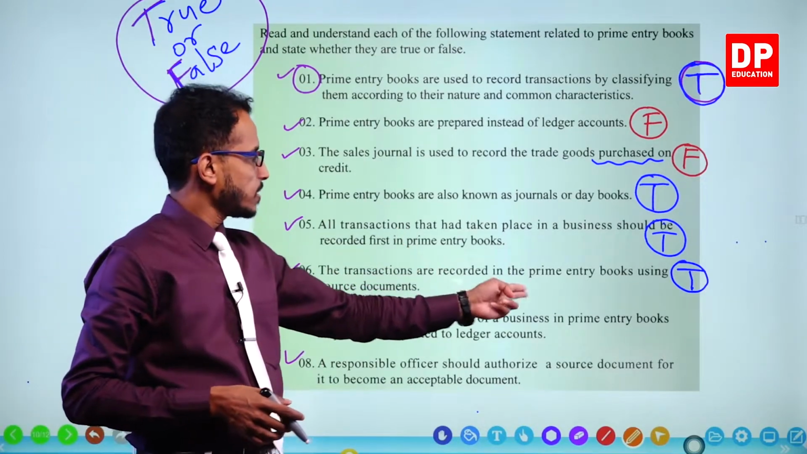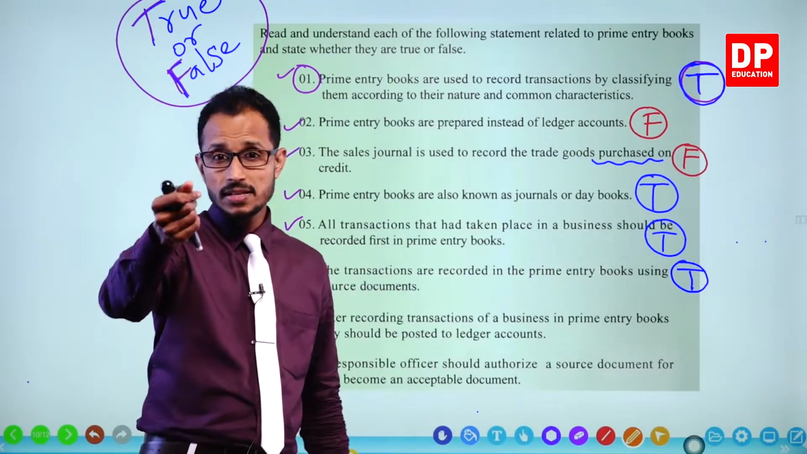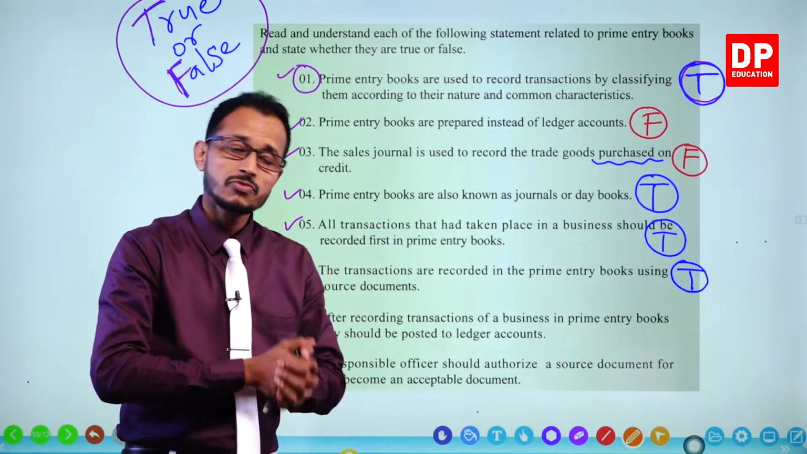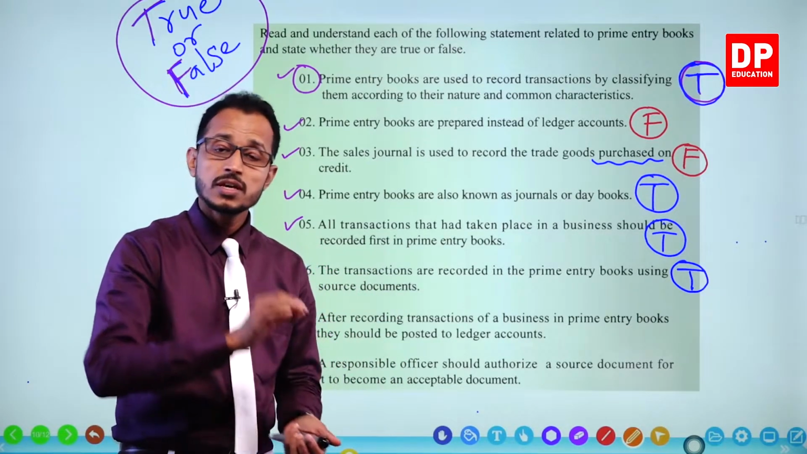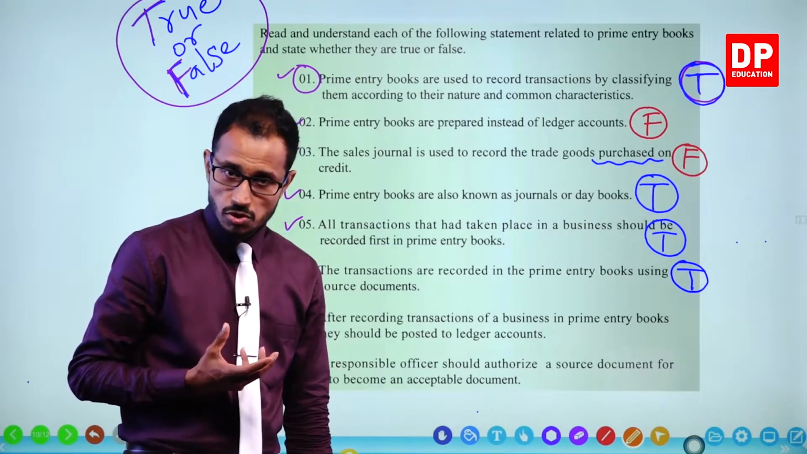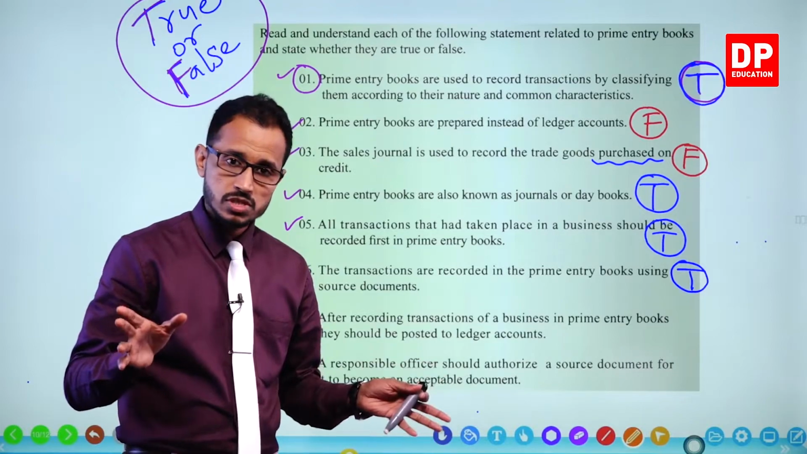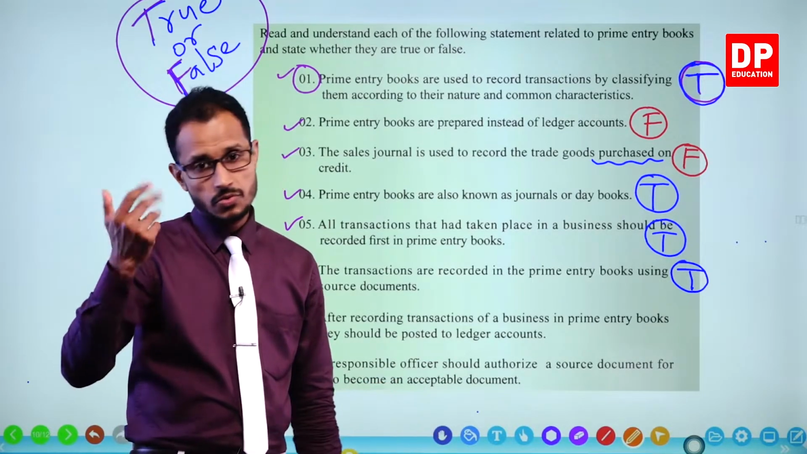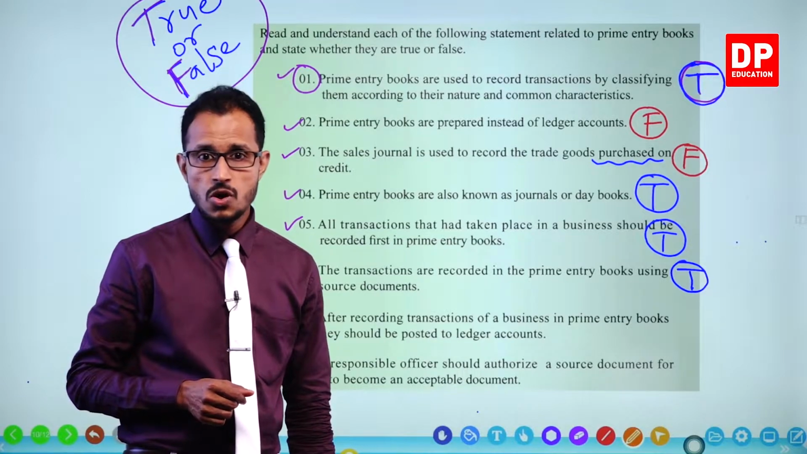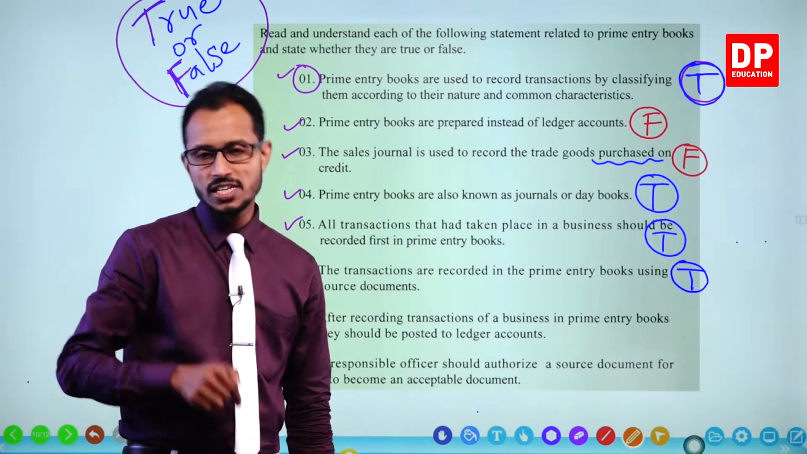Transactions are recorded in prime entry books using the bills. Every single transaction, for everything that happens, there should be a source document. If you don't know the source documents or the meaning or uses of source documents, refer to the previous session. No, we did source documents in this session, children.